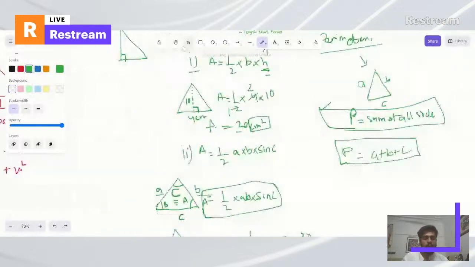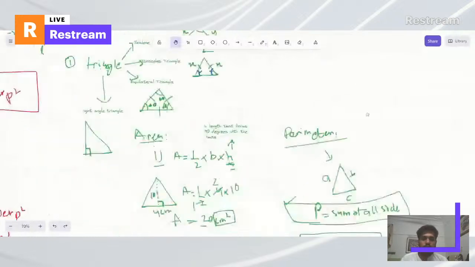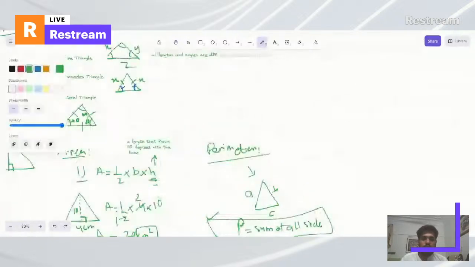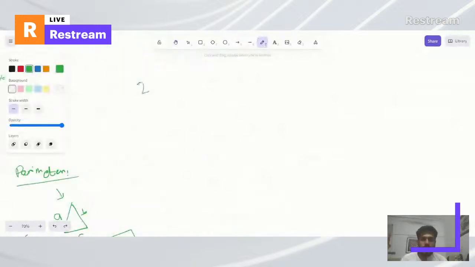Now let's move on. Now that we've covered triangles, it's time for some other shapes. The second shape is going to be quadrilaterals. So what does a quadrilateral mean? Does anyone know what a quadrilateral means? What's a quadrilateral?